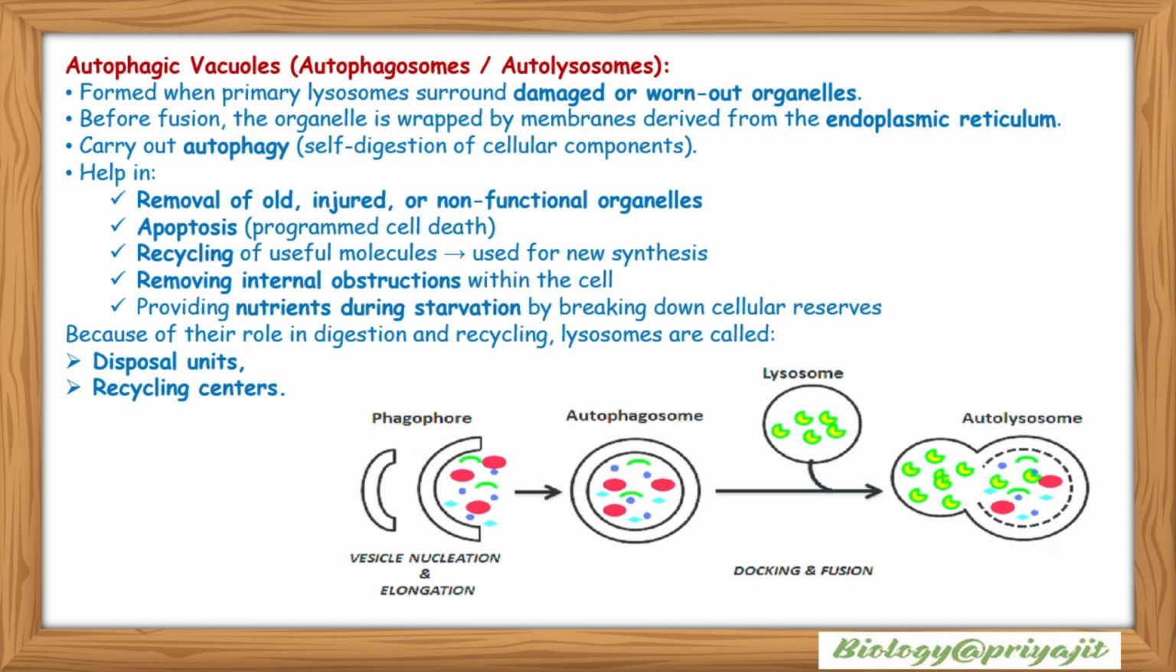Autophagic vacuoles, or autophagosomes, or autolysosomes, are formed when primary lysosomes fuse with damaged or worn-out organelles. Before fusion, the organelle is wrapped by membranes derived from the endoplasmic reticulum. They carry out autophagy, that is self-digestion of cellular components. They help in removal of old, injured or non-functional organelles, apoptosis or programmed cell death, recycling of useful molecules for new synthesis, removing internal obstructions within the cell, and providing nutrients during starvation by breaking down cellular reserves.